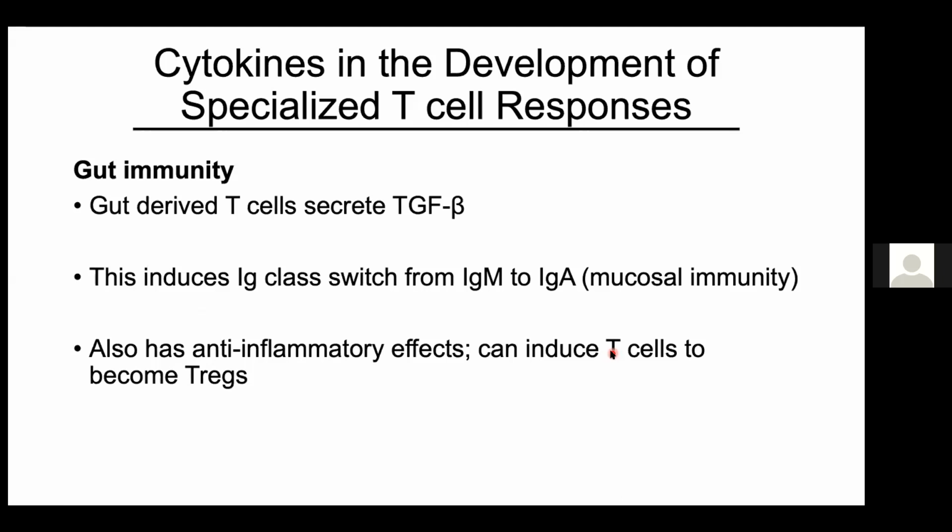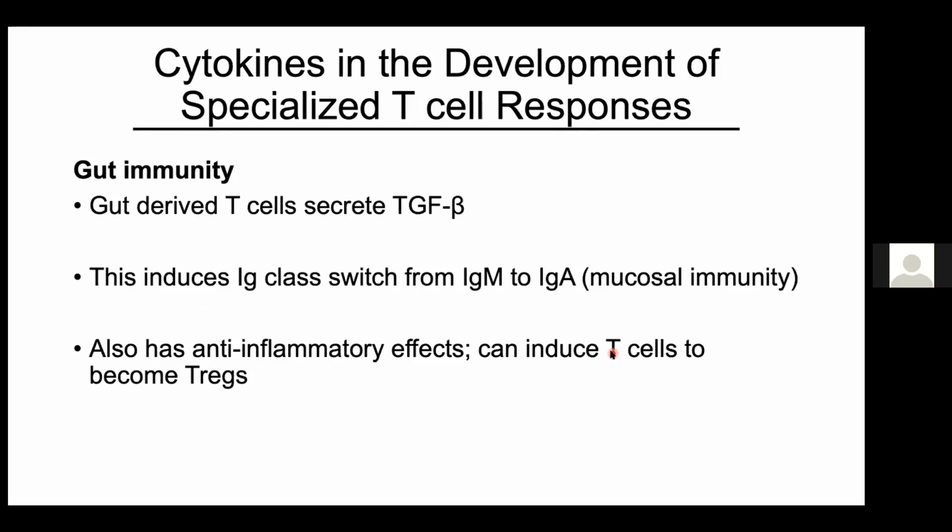We also have this polarizing cytokine, TGF-beta. I know we said it's an anti-inflammatory cytokine, but it's been shown to be very important in gut immunity, so mucosal immunity within the gastrointestinal tract. It causes the lymphoid cells within the mucosa-associated lymphoid tissue to class switch from IgM to IgA, and then you get that IgA being secreted into the mucosa, so of the GIT.